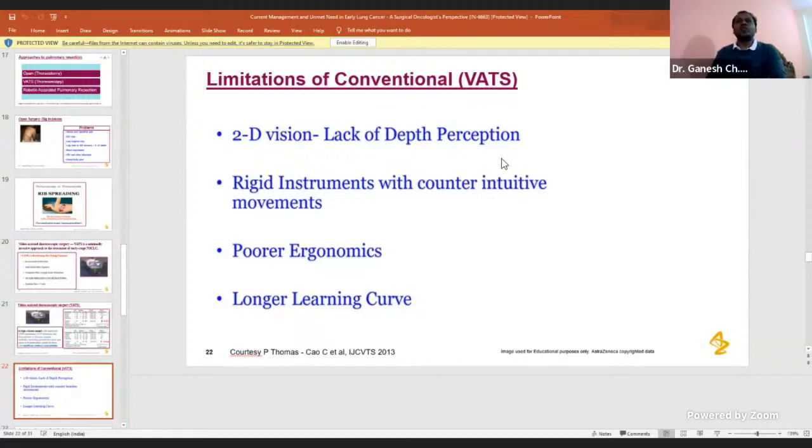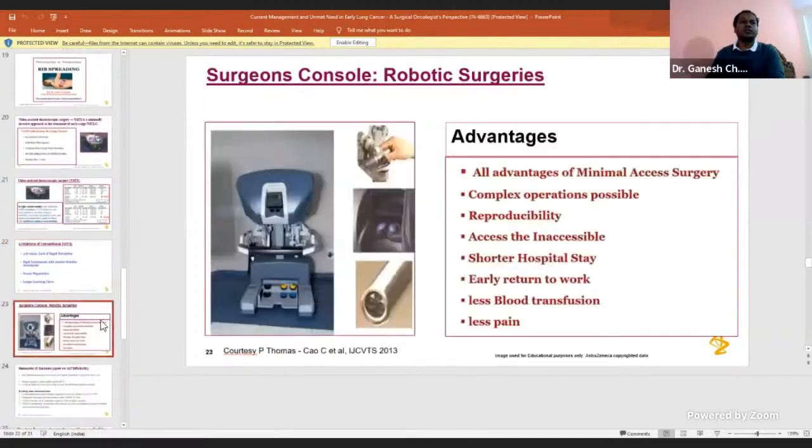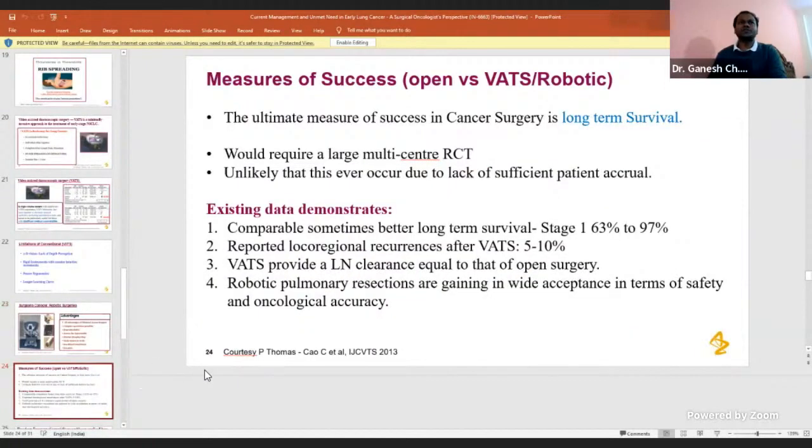But with VATS, there is 2D vision, lack of depth perception, rigid instruments with counterintuitive movements, poor ergonomics, and a long learning curve. Advantages of robotic surgery: minimally invasive surgery, complex operations possible, reproducibility, access to the inaccessible, shorter hospital stay, early return to work, less blood transfusion, less pain. So we are moving toward robotic surgery.